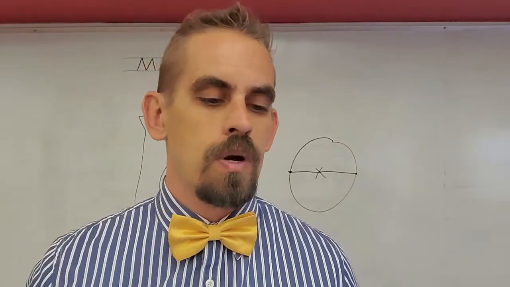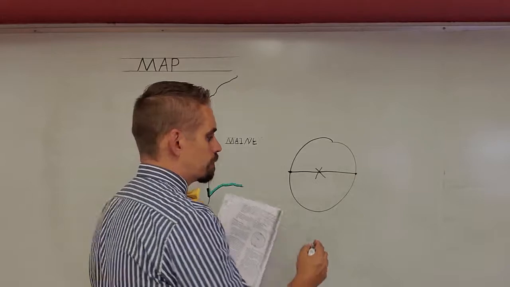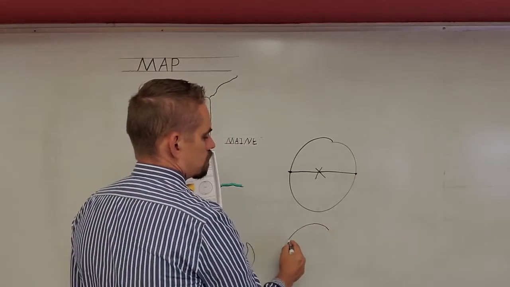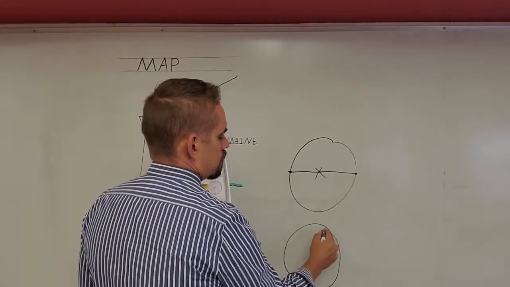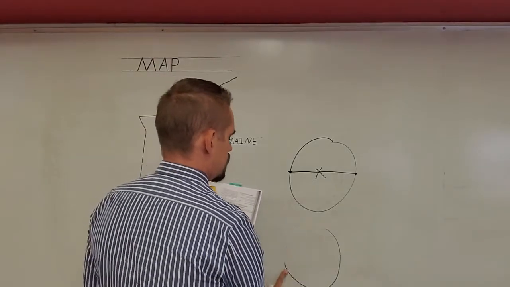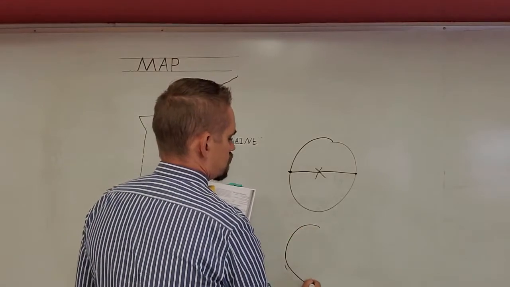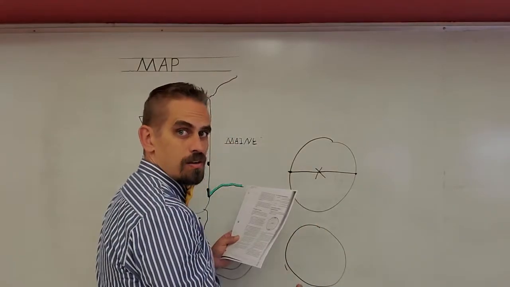7,927 miles at the equator, but only 7,900 miles at the poles. That's why it says the Earth is not exactly a sphere. So it's more like, is that right? Uh-oh, I did it wrong. It's more like, it's a little bit fatter than it is taller.